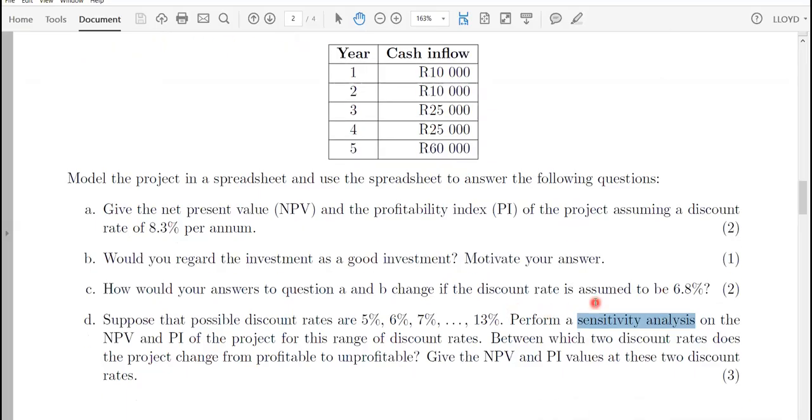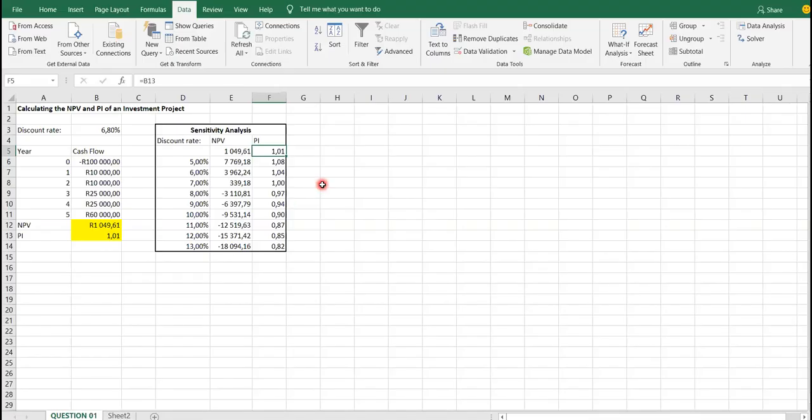So let's answer the part which follows. Between which 2 discount rates does the project change from profitable to unprofitable? Give the NPV and PI values at these 2 discount rates. So let's just check. Between which 2 values of the discount rates do we have a change from being profitable to unprofitable? So we said profitable means the NPV being positive. So we want a change from positive to negative. So the change is here.